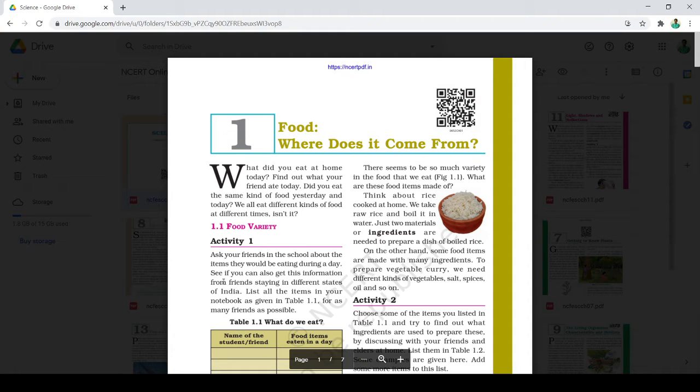So here is a small question. What did you eat at home today? Find out what your friend ate today. Did you eat the same kind of food yesterday and today? We all eat different kinds of food at different times, isn't it?